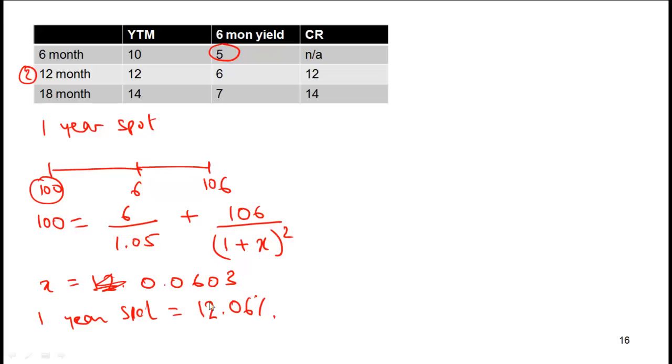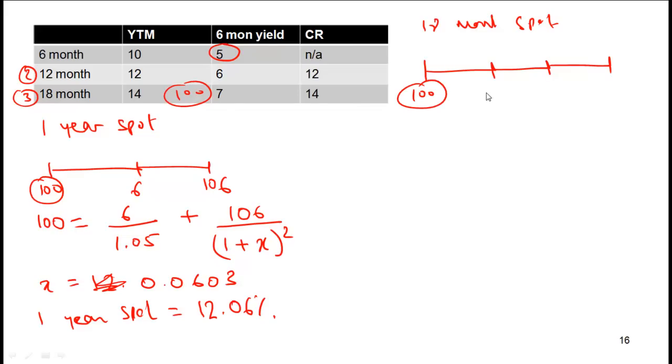So notice that our spot rate is a little bit higher than our 1-year YTM, which is what we will expect when interest rates are going up, as they are in this example. Now let's look at the 18-month spot. So what's happening with our 18-month bond? So here with our 18-month bond, which is bond 3, the YTM is 14. Assume again that this bond is issued at a par value of 100. So here again the investment is 100 and the cash flow now will be 7, 7, 107. So remember, these are 6-month periods. So this is the 6-month, 12-month, 18-month.